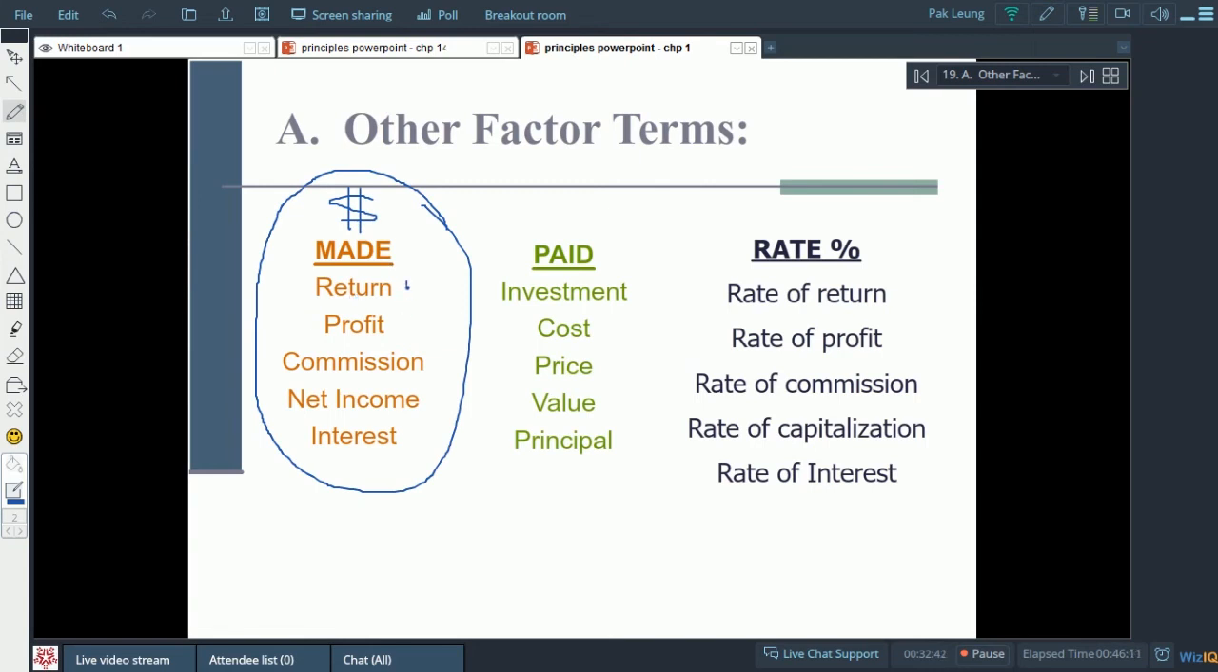Most important, they put a first column. How much you made? 你赚多少钱? They have a lot of names for it. They call it the return, or they call it the profit. 那是回报，这个盈利. Or they could just call it the commission. 你赚到的佣金. Net income. How much you make? 这个省下来的赚多少钱？利息你赚多少利息.